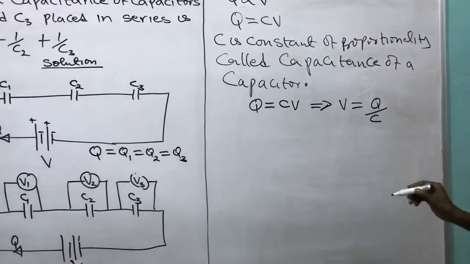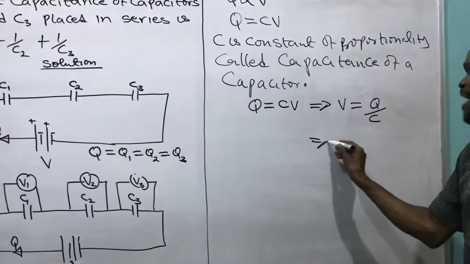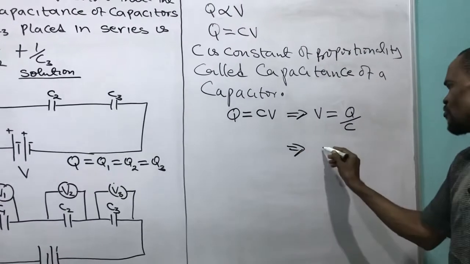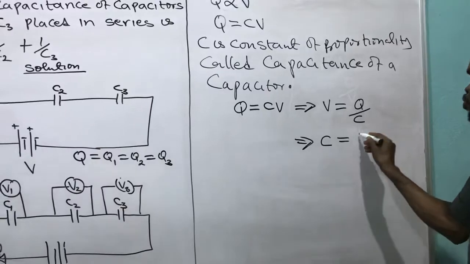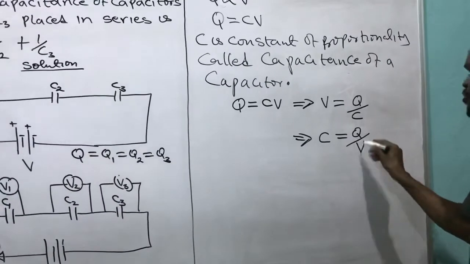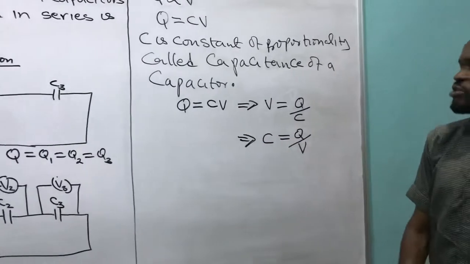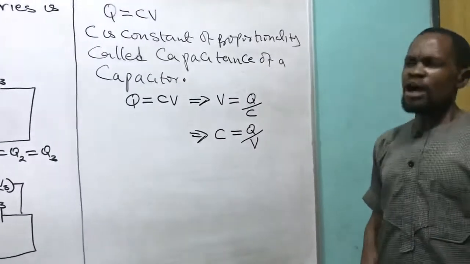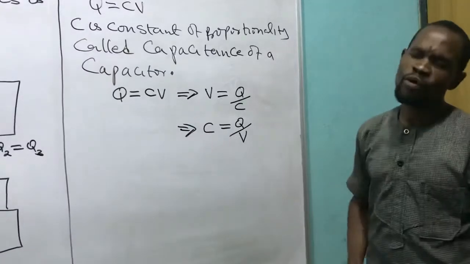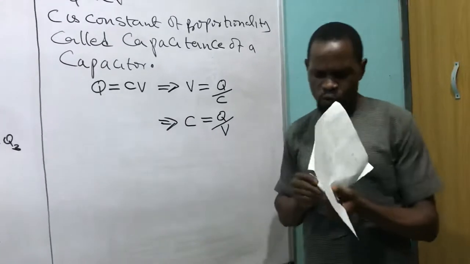I make V subject of formula. Again, this implies that making C subject of formula, I have C equals Q all over V. That means dividing through by V. I make C subject of formula from this formula. Now we have seen the equation of capacitor. Let us go back to what they asked us.